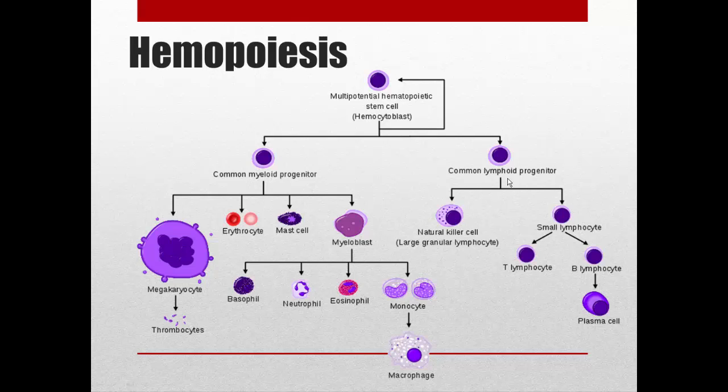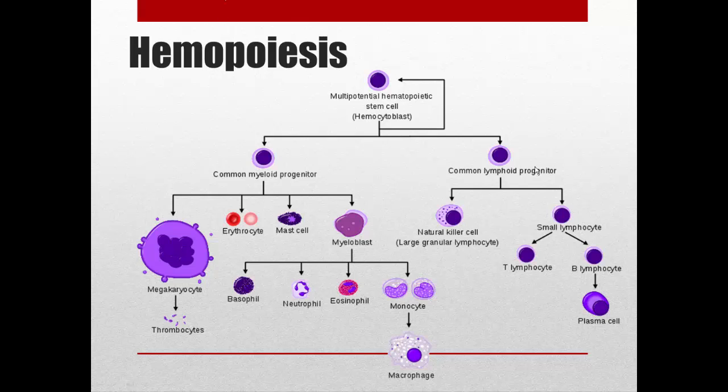The lymphoid progenitor cell is either going to differentiate into a natural killer cell. Again, this is not considered one of the formed elements because it doesn't go into our blood. It stays out of the blood, typically residing in lymphoid tissue. And we'll see what its function is when we get to the immune system. Or this lymphoid cell will become a lymphocyte, and the lymphocyte could then differentiate into either a T lymphocyte or a B lymphocyte, and the B lymphocytes become plasma cells.